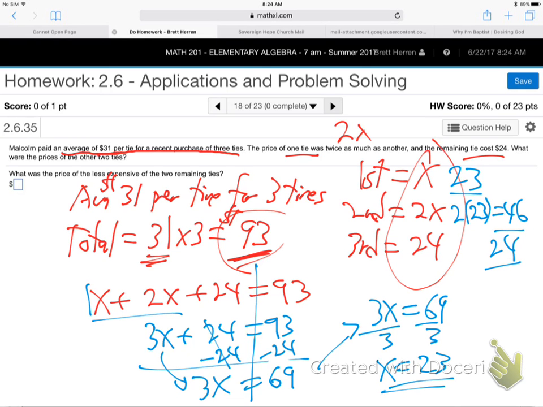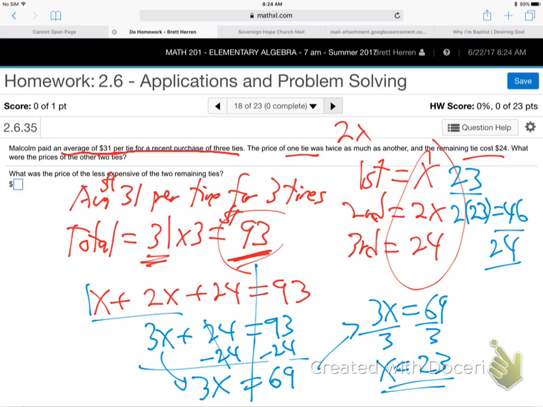Does that make sense? I took that 23 for X, and I plugged it in here and here, right? 23 is all that is. 2 times 23, 46. There's that one. Now, what is it they're asking for? What was the price of the less expensive of the 2 remaining tires?